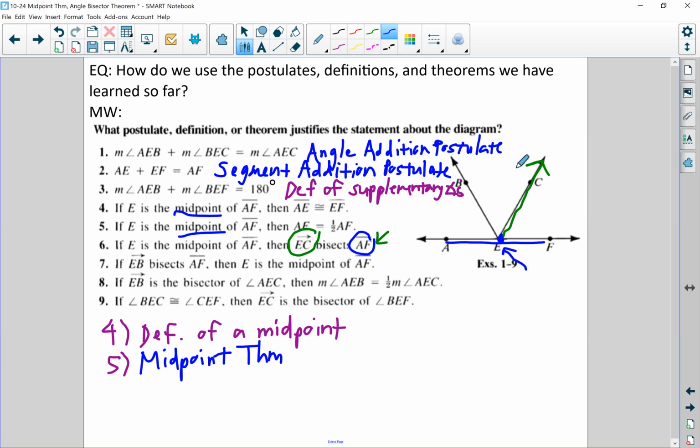This is a little bit different from 4 and 5. When we have a ray bisecting a segment, the conclusion is what we're focusing on for 4, 5, and 6. If you think back, where have we learned something that said something bisects a segment? This is actually a definition. The definition of a segment bisector, if you recall, states that a segment, line, ray, or plane can be an object that bisects segments. So actually number 6 is the definition of a segment bisector.